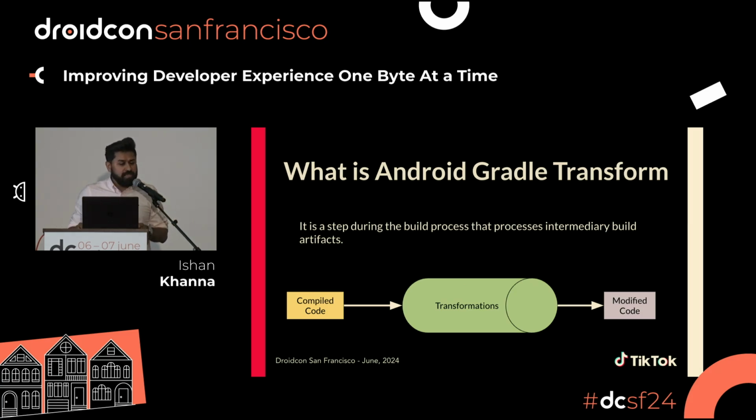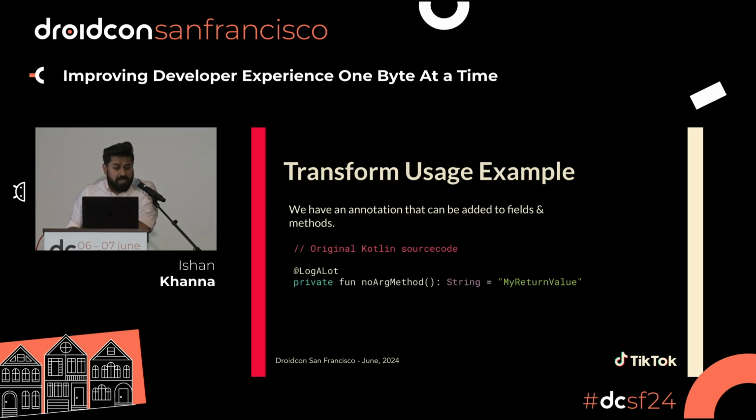For example, if you've ever heard of this thing called Instant Run, it used to work, or it was built on top of the Transform API. And if you've never worked with it, which you guys just told me, you must be wondering, why would I even use it, right? Well, the transform usage example would look something like this.